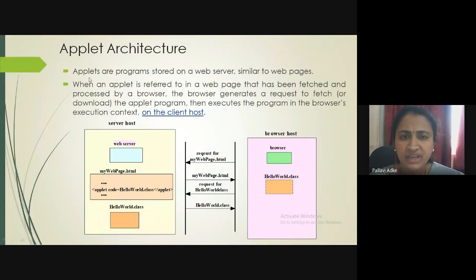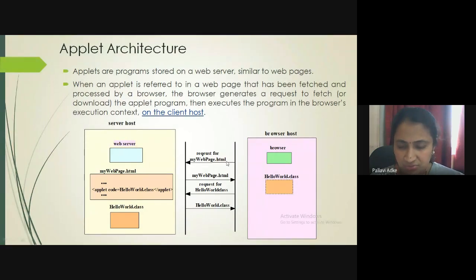So what is happening? Applets are programs stored on a web server, similar to web pages. When an applet is referred to in a web page that has been fetched and processed by a browser, the browser generates a request to fetch or download the applet program, and then executes the program in the browser execution context.